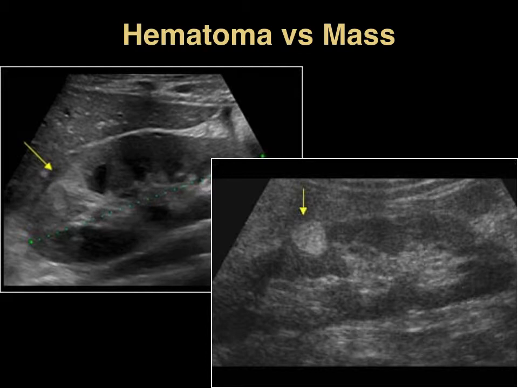Lastly, in the right clinical context, the appearance of more hyperechoic regions within the renal parenchyma should raise concern for possible hematoma, which is typically less well defined with a mixed echogenic appearance, or mass, which is often more well defined and homogeneous.